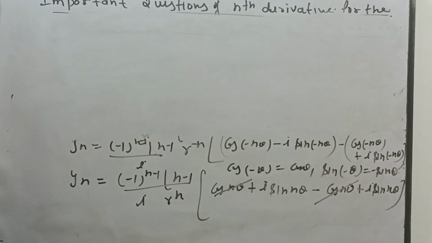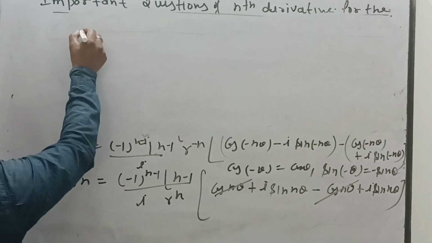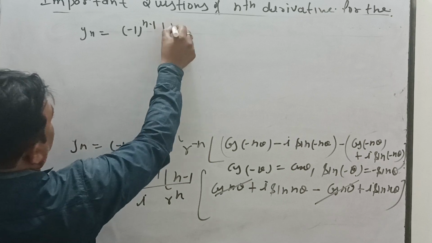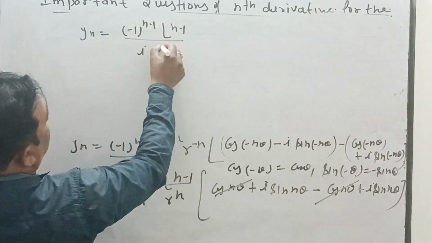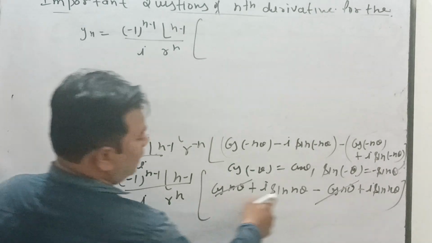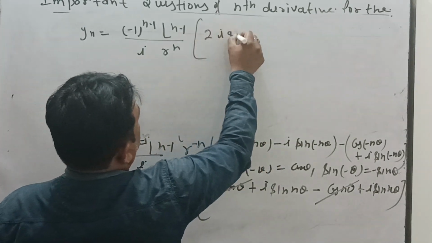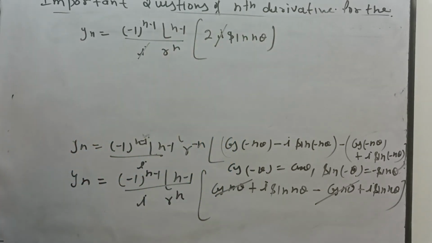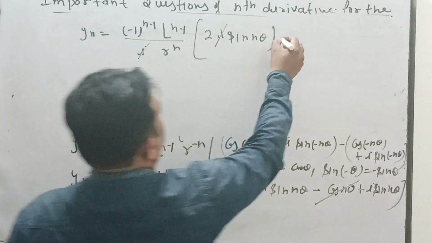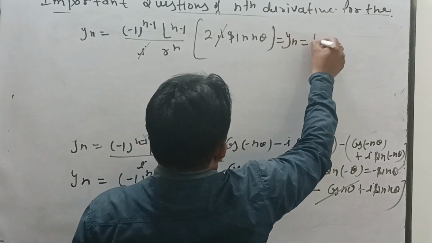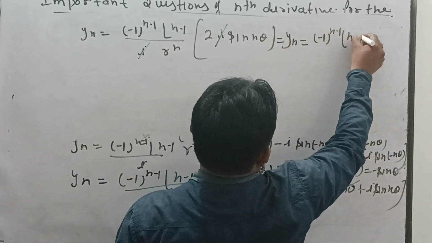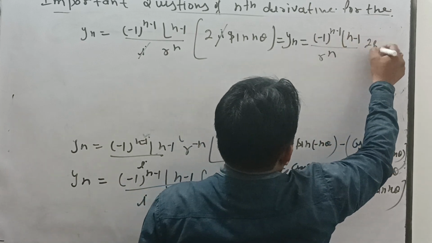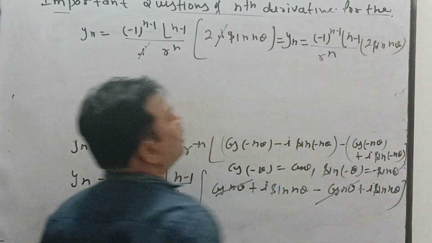So we write the value of this: y_n equals (-1)^(n-1) (n-1)! / r^n, cancel out the 2i sin(nθ). i and i cancel, which implies that y_n equals (-1)^(n-1) (n-1)! / r^n times 2 sin(nθ).